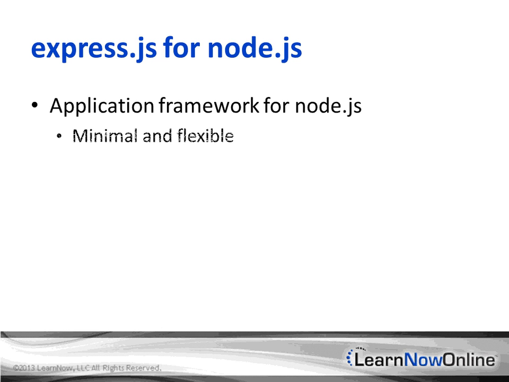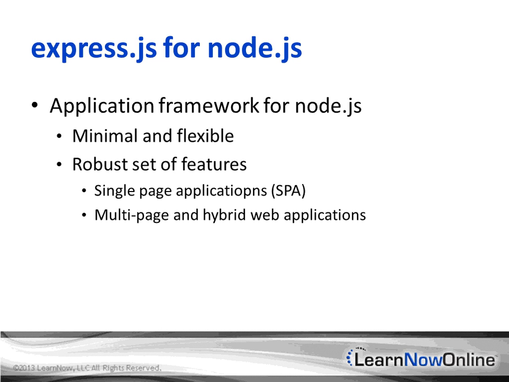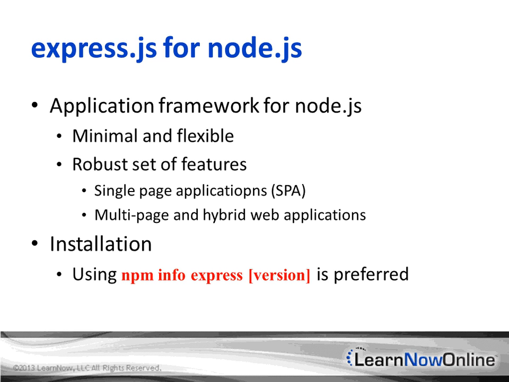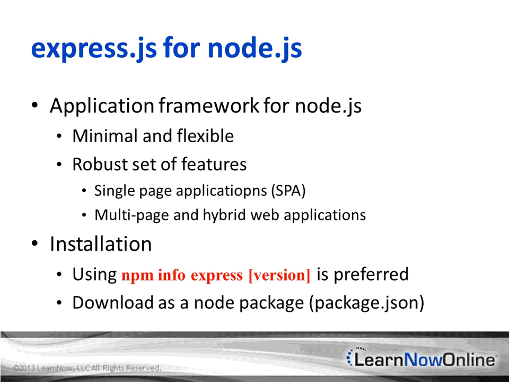ExpressJS is a minimal and flexible web framework that provides a robust set of features for building web applications, like single-page applications, multi-page, and hybrid web applications. The installation of ExpressJS is pretty straightforward. Using the Node Package Manager, or NPM, you can simply type in the command npm info express and then the version you want to get it that way. If you need this, for instance, as part of a web application, you can retrieve it via the NPM, typically inside a package.json file.